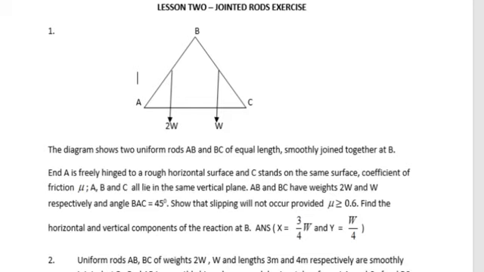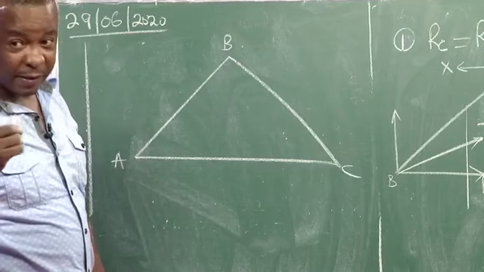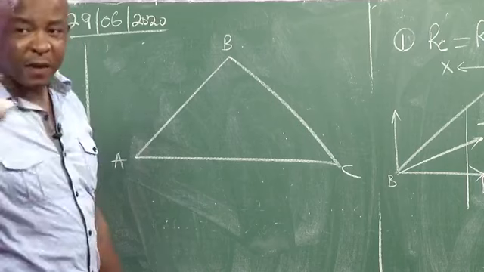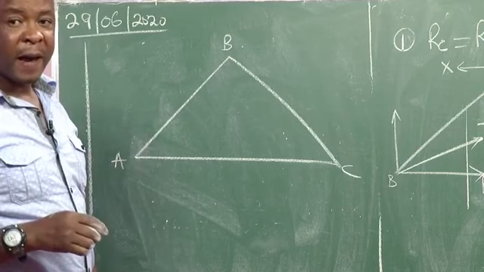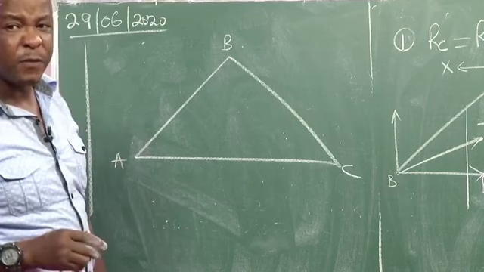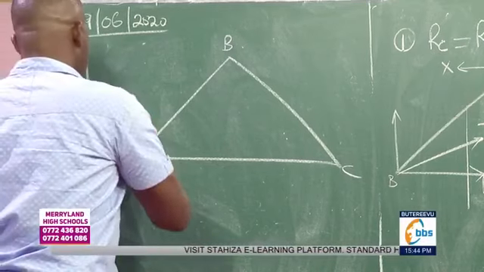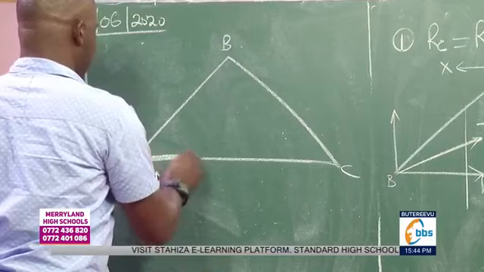In the interest of finalizing today's lesson, we have A, we have C, and they are telling us that there are 2 uniform rods, AB and BC, joined at B, and they have equal length. Those are important points. They are smoothly joined together at B, and end A is freely hinged to a rough horizontal surface. A rough horizontal surface means there is friction.